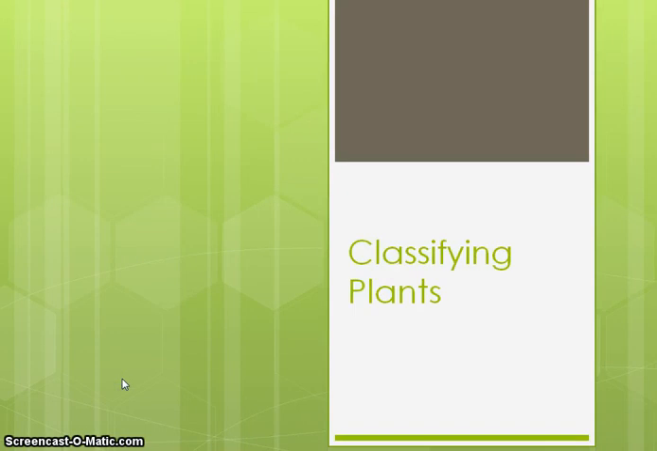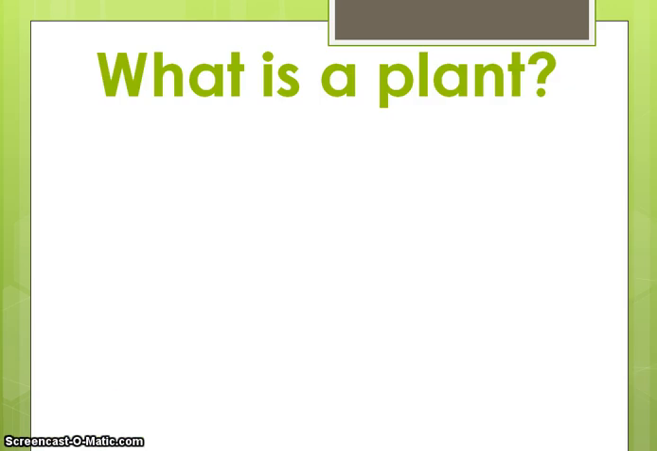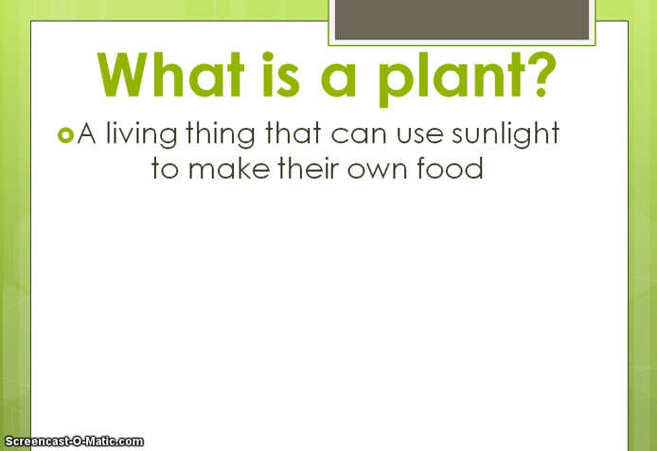My name is Miss Crofts, and today in class we will be learning how to classify plants. To classify a plant, you first must know what one is. A plant is a living thing that can use sunlight to make their own food. Plants often include trees, flowers, herbs, bushes, grasses, vines, ferns, and mosses.